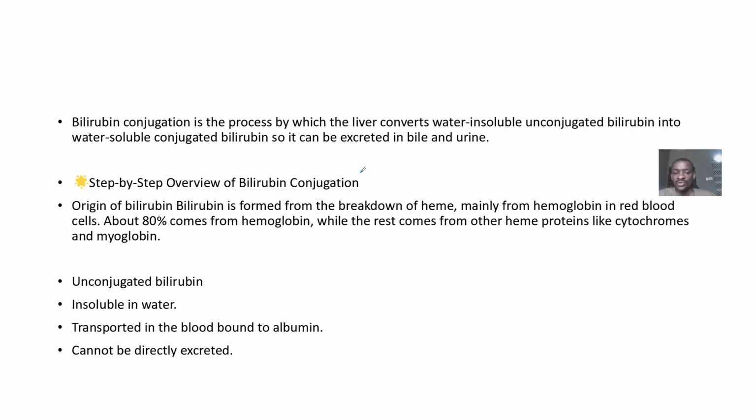So, origin of bilirubin. Bilirubin is first of all formed from the breakdown of heme, mainly from hemoglobin in the red blood cells. About 80% comes from hemoglobin, while the rest comes from other heme proteins like cytochromes and myoglobin. Unconjugated bilirubin is insoluble in water, is transported in blood bound to albumin, and cannot be directly excreted. So that's why bilirubin needs to be what? Conjugated. Do you understand? It cannot be directly excreted.